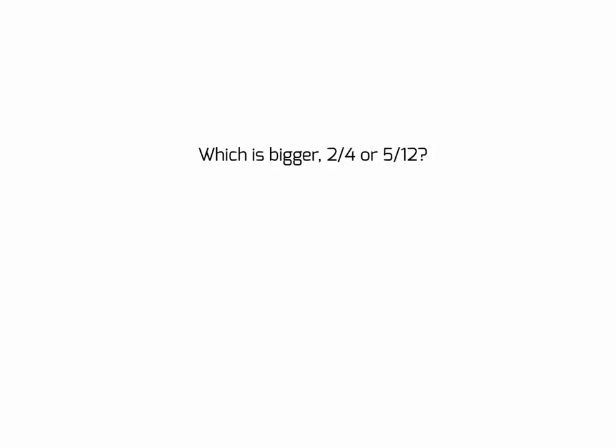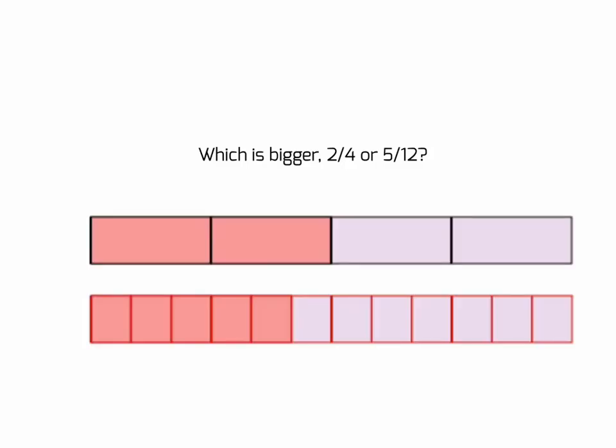Hi, in this video I'm going to be comparing 2 quarters with 5 twelfths. What we can do is show 2 quarters as one strip divided into 4 equal pieces, and we're going to shade in 2 of them. So we've got 4 quarters and I've shaded in 2.